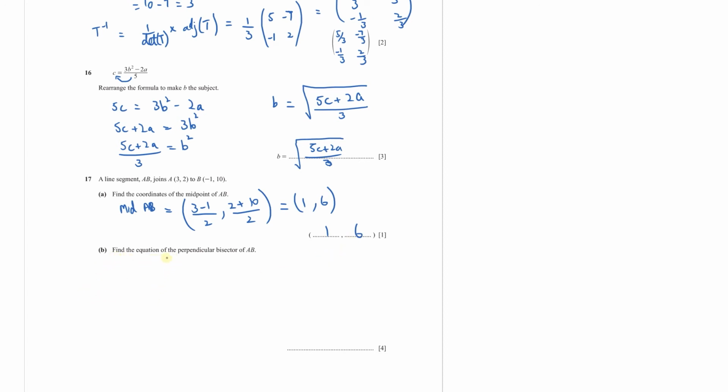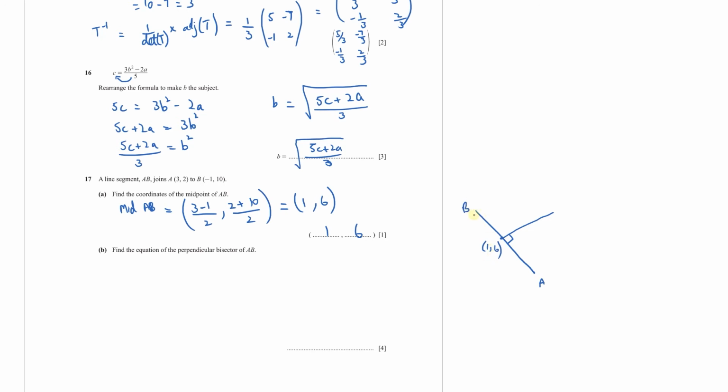Part B is find the equation of the perpendicular bisector of AB. If you have this line, let's call this AB, you have to find the equation of the perpendicular bisector. A perpendicular bisector will pass through the center of this line and make a 90-degree angle. We already know the coordinates of this point because you already calculated the midpoint of line AB. So these coordinates are 1 and 6.